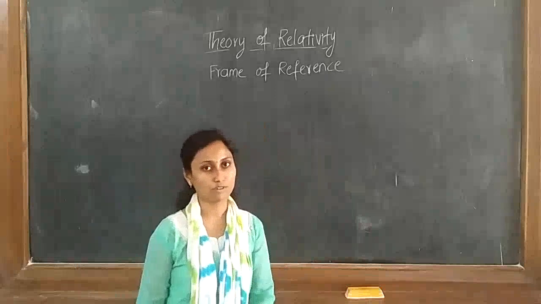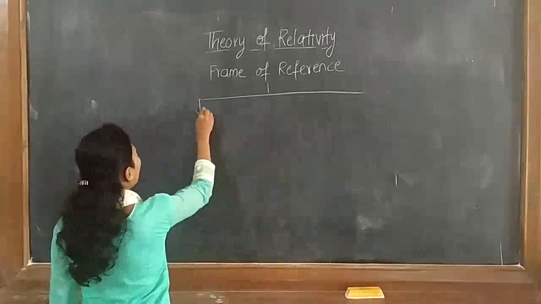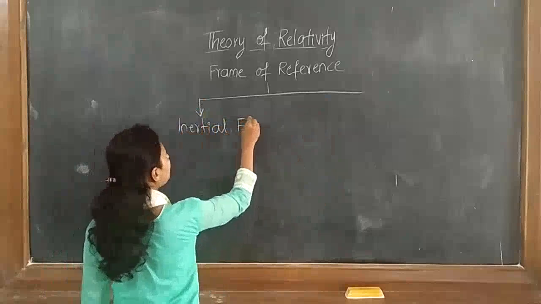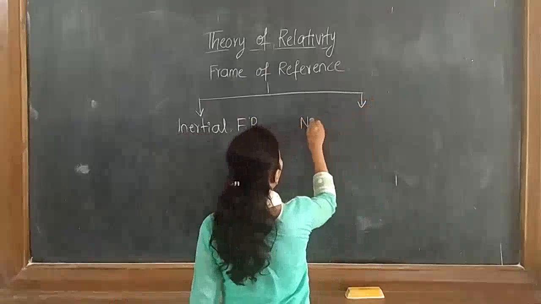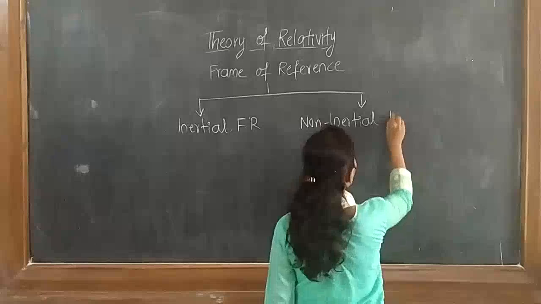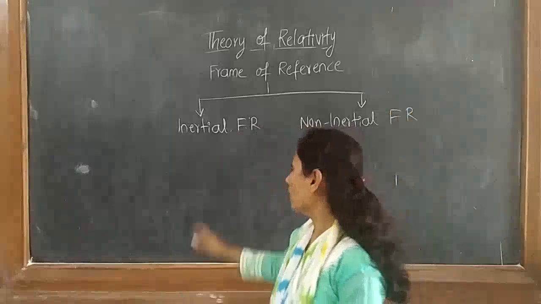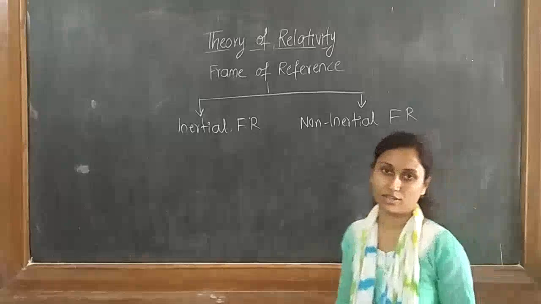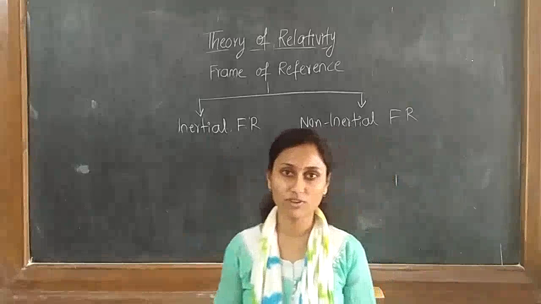Now we are moving on to what the types of frame of reference will be. There are two types of frame of reference. The first one is the inertial frame of reference, and the second one is the non-inertial frame of reference. So let's go to the first thing, that is the inertial frame of reference.